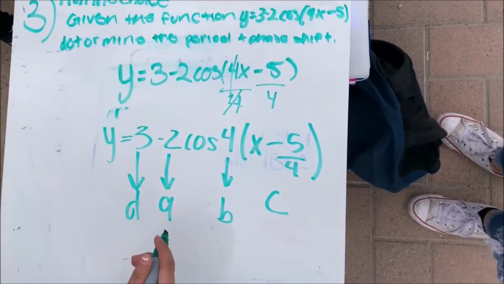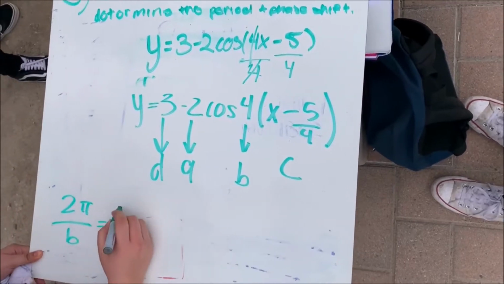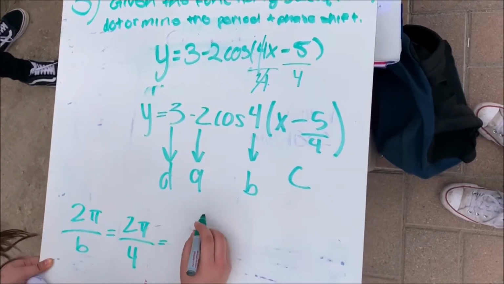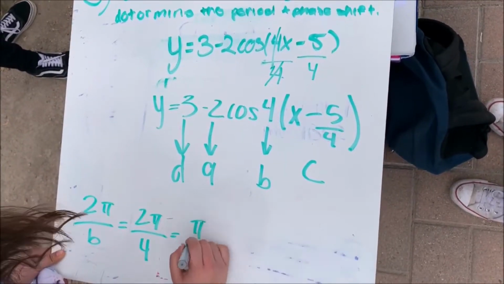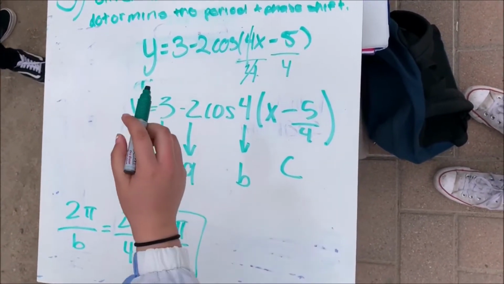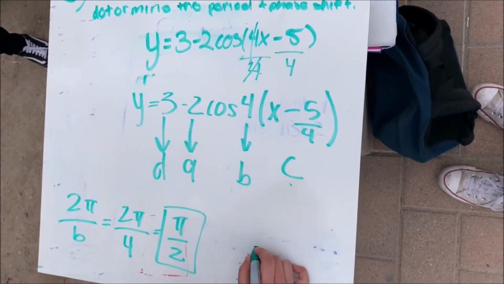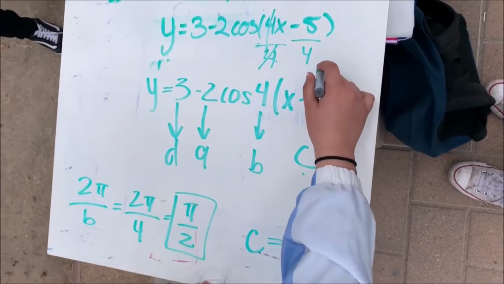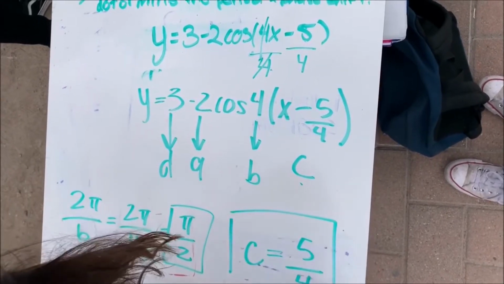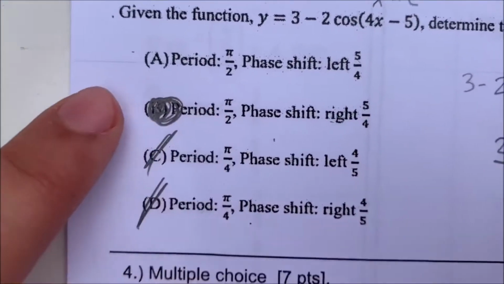To find the period, you're going to use the equation 2pi/b. So you enter 2pi and then your b value, which is 4, and that equals pi/2. And for the phase shift, that would be c, and c equals 5/4 to the right. That's it. The answer would be B.